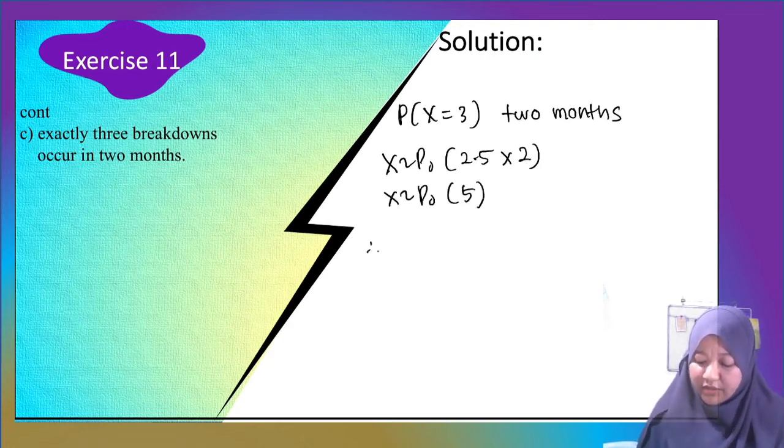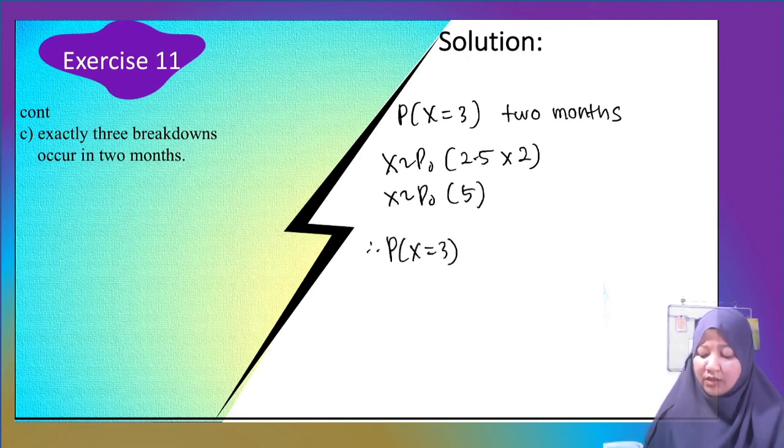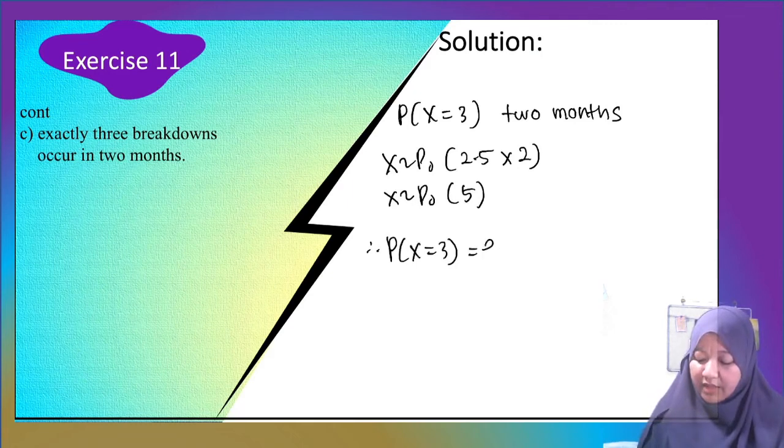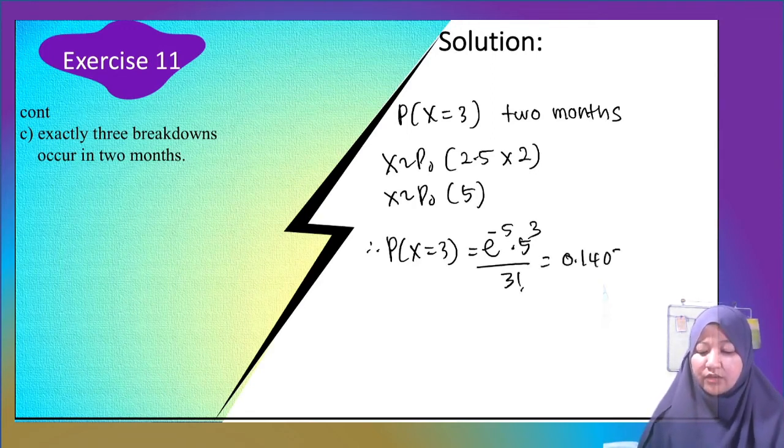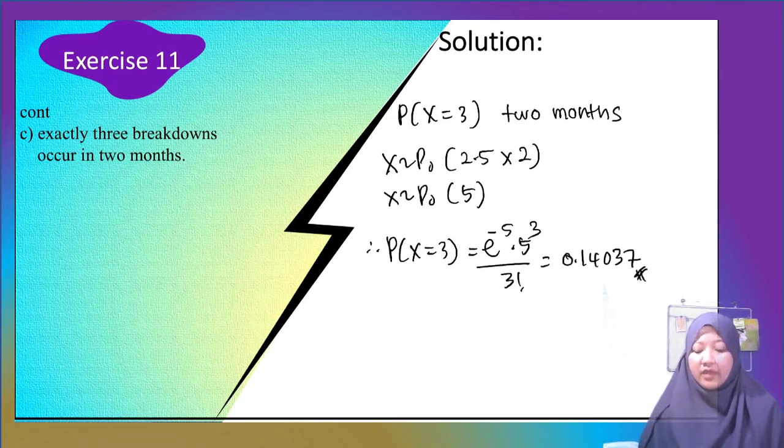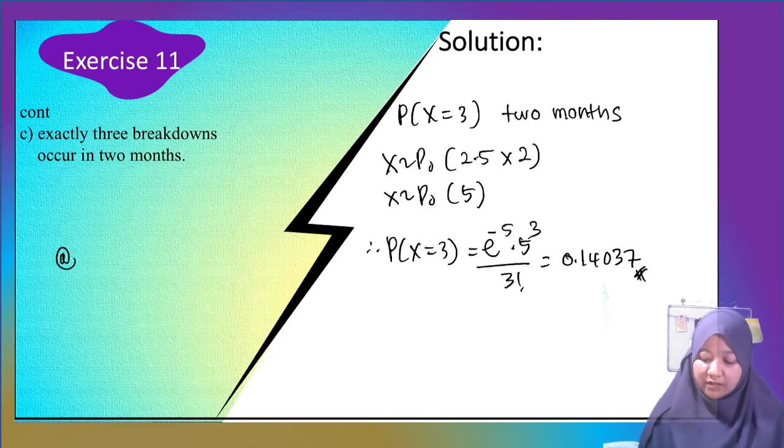Barulah kita boleh cari probability X equal to 3 by using formula e power of negative 5 times 5 power of 3 over 3 factorial. So we have 0.14037. Okay. Or we can use table.